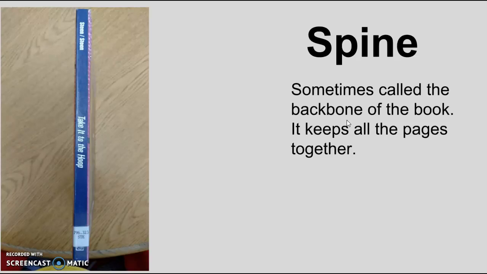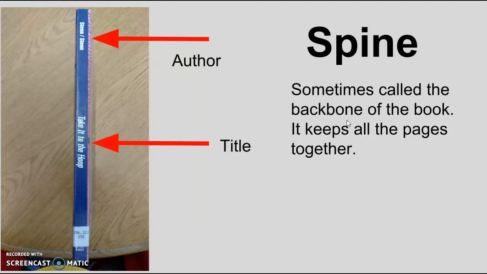On the spine you'll find several different things. You can find the author on the spine, you will find the title on the spine, and if it's a library book you will find the call number. Remember, if it is a nonfiction book it is going to have numbers in its call number, not just FIC.